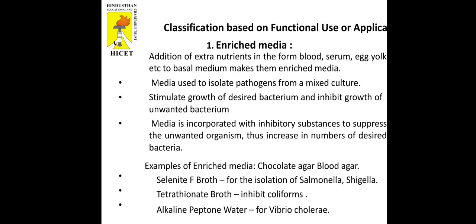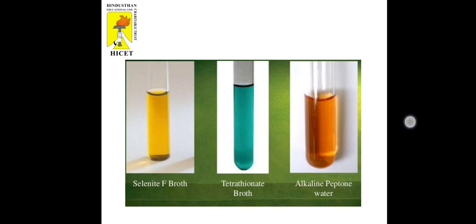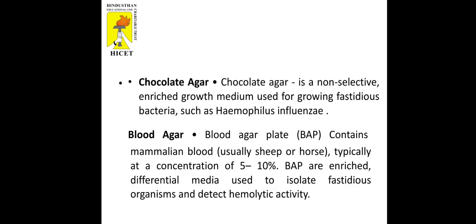Selenite F broth for the isolation of Salmonella and Shigella. Tetrathionate broth inhibits coliforms. Alkaline peptone water for Vibrio cholerae. Chocolate agar is a non-selective enriched growth medium used for growing fastidious bacteria such as Haemophilus influenzae. Blood agar plate contains mammalian blood, typically at a concentration of 5 to 10%. It is an enriched differential medium used to isolate fastidious organisms and detect hemolytic activity.